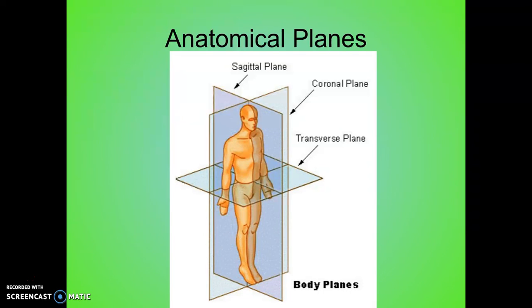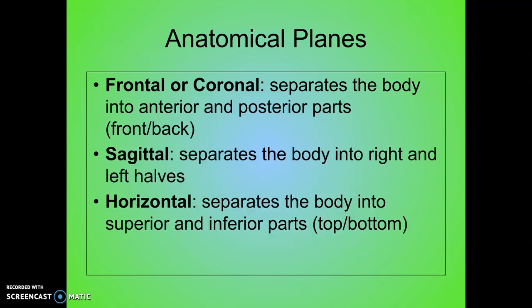I can cut a person in lots of different ways depending on how I need to slice them to see the inside of them. So we're going to go over these real quick. The frontal or coronal means I'm going to split him through the head, and it's going to be a front side with the face and a back side. Sagittal will be right through the nose, and it would be right and left halves. And horizontal would be right through the stomach. So that would be superior or top and bottom parts.